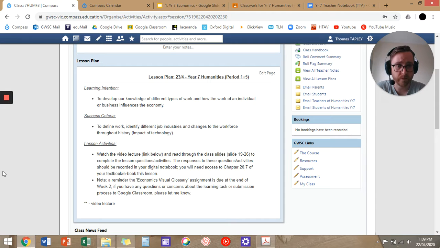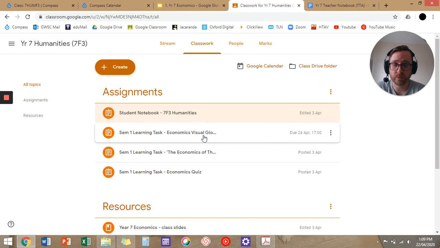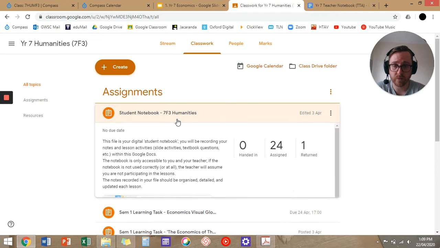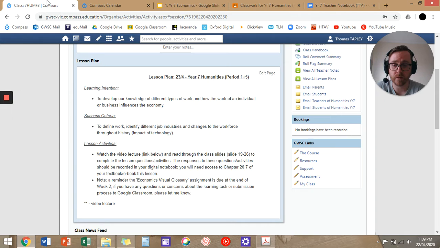I've given you a bit of slack in week 1, but by week 2, I'm hoping you've put your notes into your digital notebook in Google Classroom. So student notebook, put your notes in there so I can see them and comment on them, just to make sure that you are engaged in the lessons.